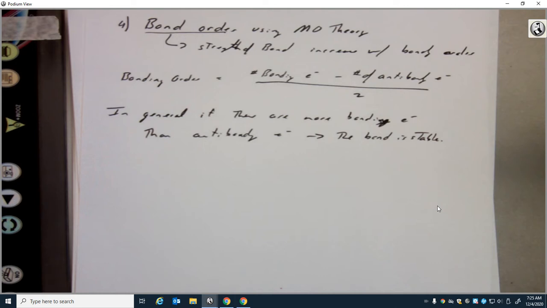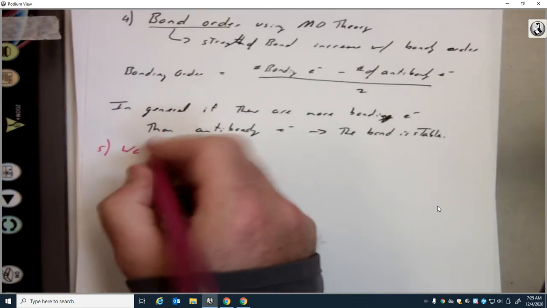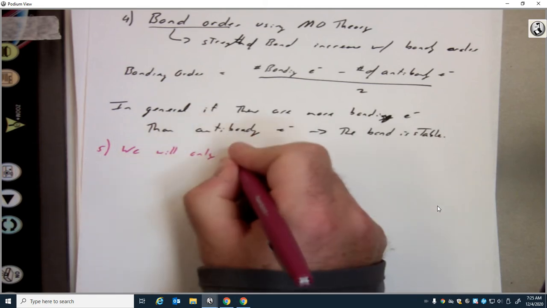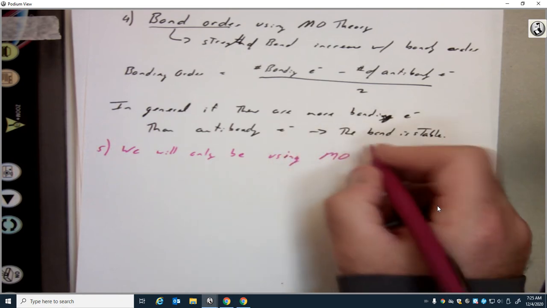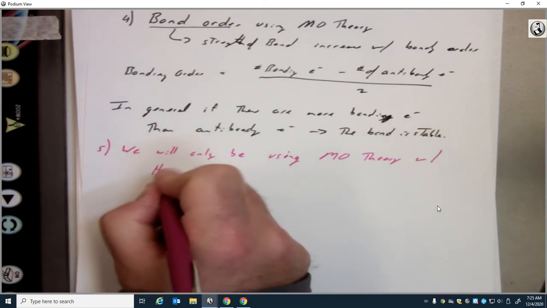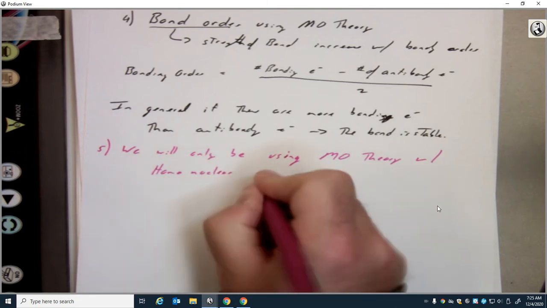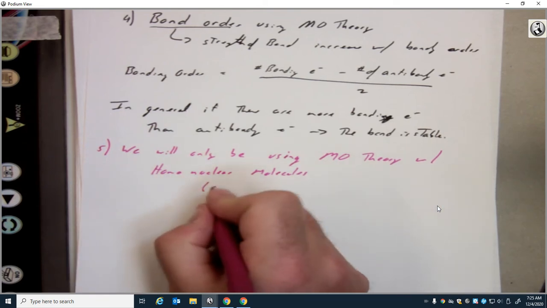So let's get into this. We're only going to deal with very, very simple molecules. So we will only be using molecular orbital theory with homonuclear molecules. Homo means same, so these are same atoms.